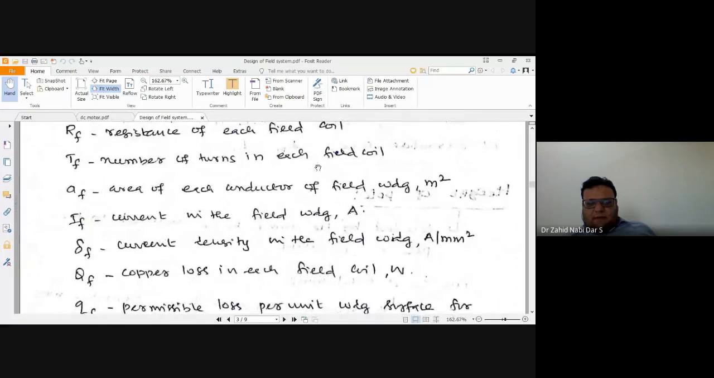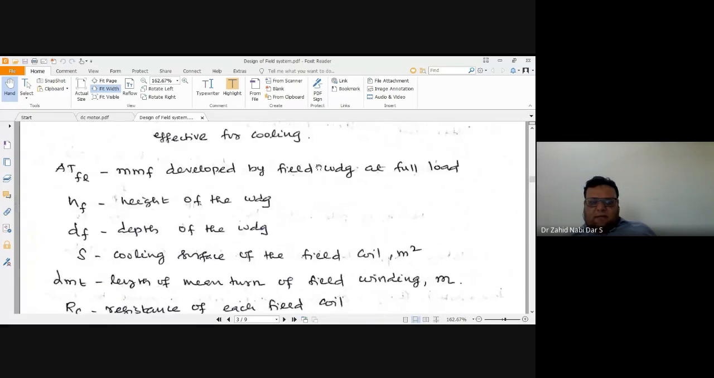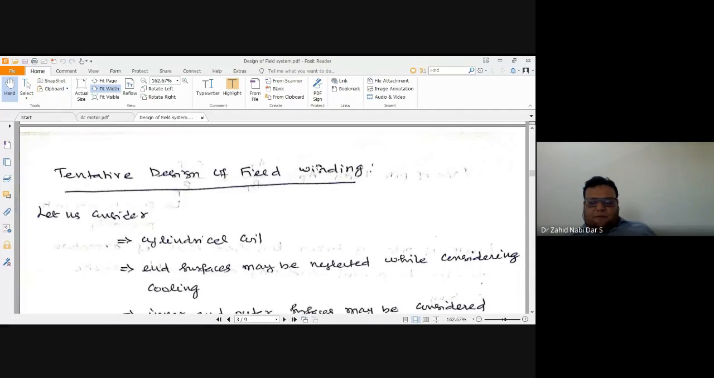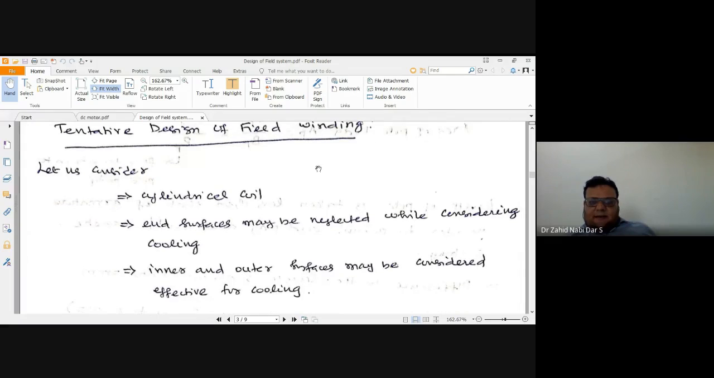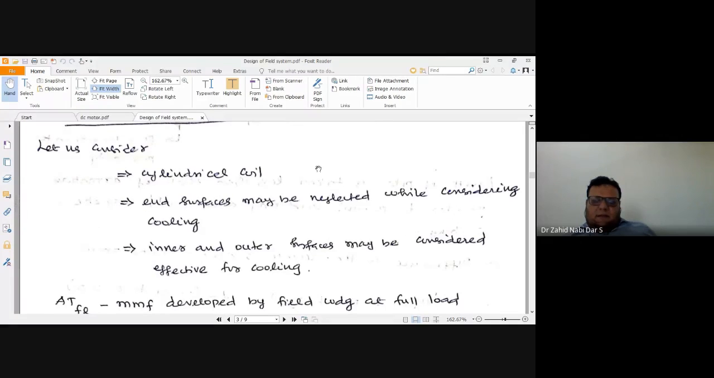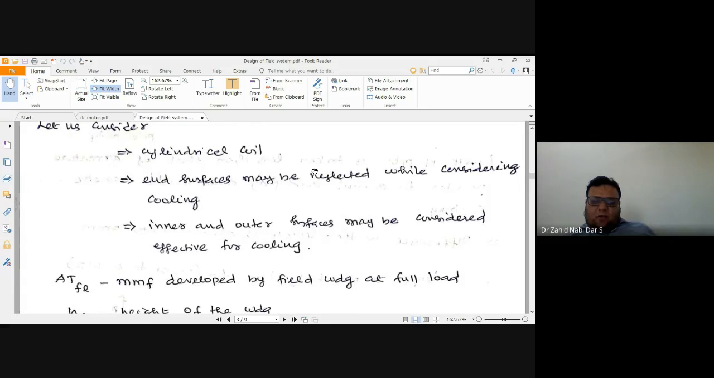See, basically what we are interested in is to calculate the losses and the design of the field winding. How do we go about the design of the field winding? What I am trying to consider is that our coil is cylindrical, circular in cross section. In this consideration we are not taking the end surfaces, the top and bottom. If you see the side cross section of a cylinder, it would be rectangular in shape. So inner and outer surfaces are not considered.